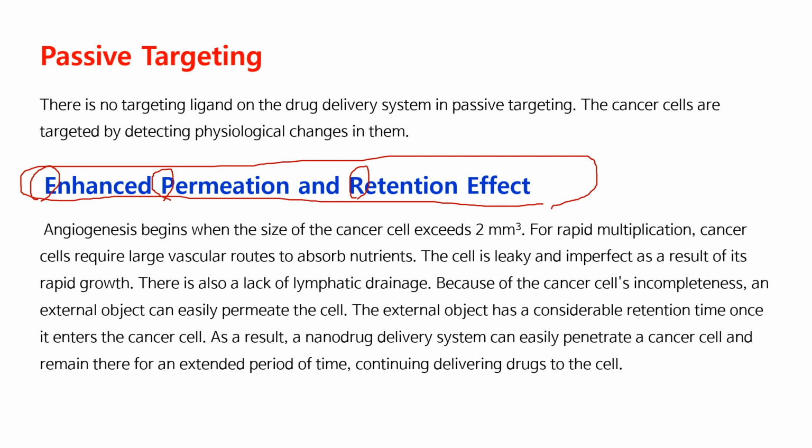There is also a lack of lymphatic drainage. Because of the imperfect vessels, an external object can easily permeate the cancer tissue. The external object has a considerable retention time once it enters. As a result, a nanodrug delivery system can easily penetrate a cancer cell and remain there for an extended period of time, continuing to deliver drugs to the cell.